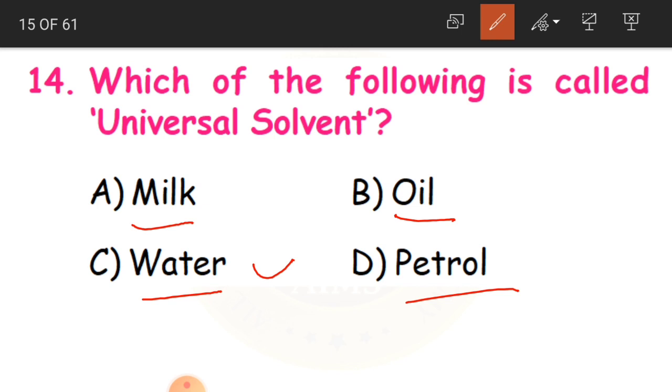No, why is it water? Because if you place anything in water, all the things can be dissolved in water. So that is why it is the universal solvent.